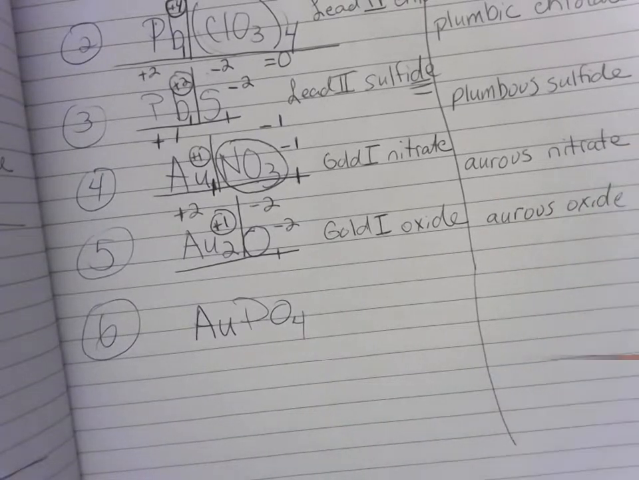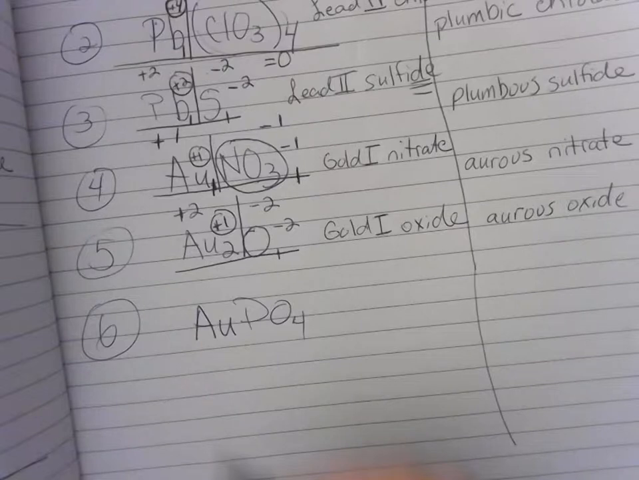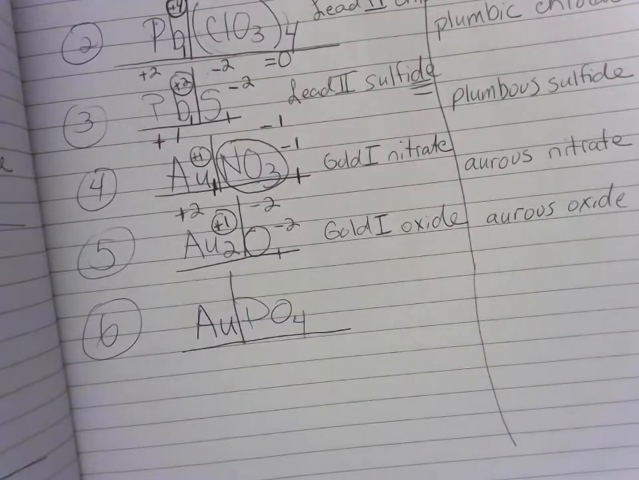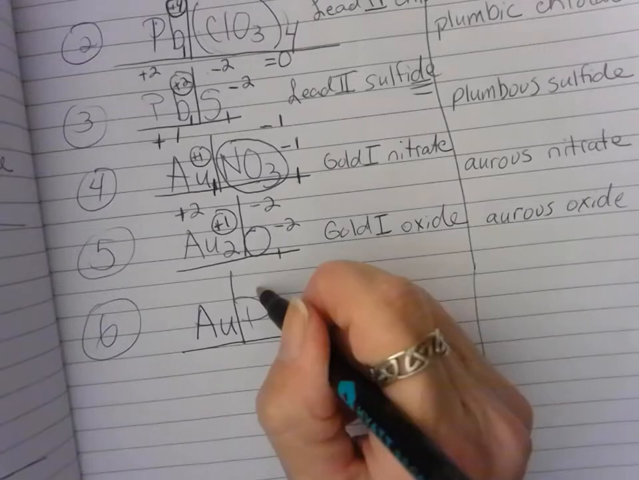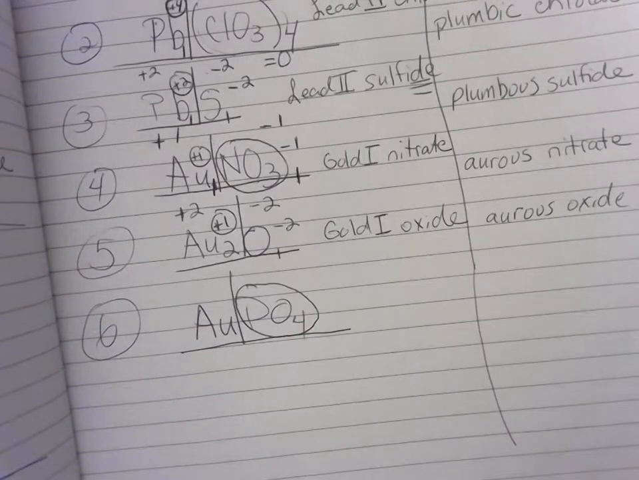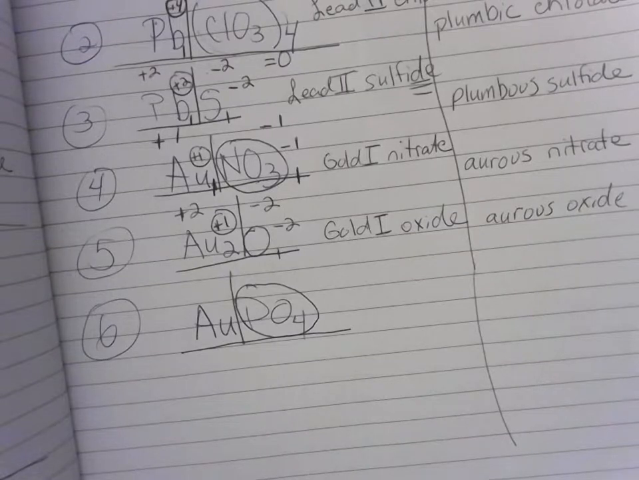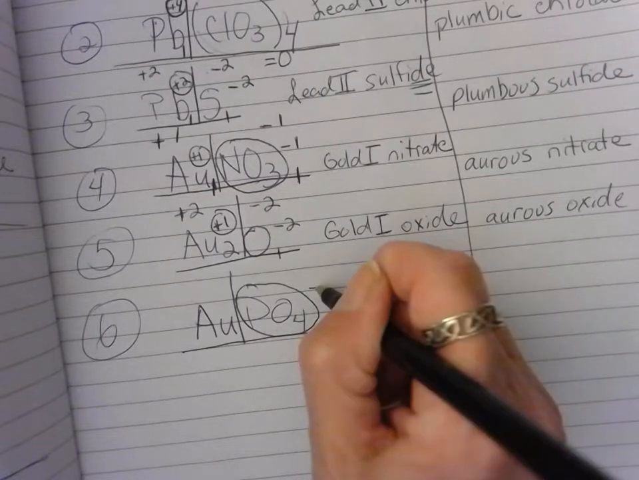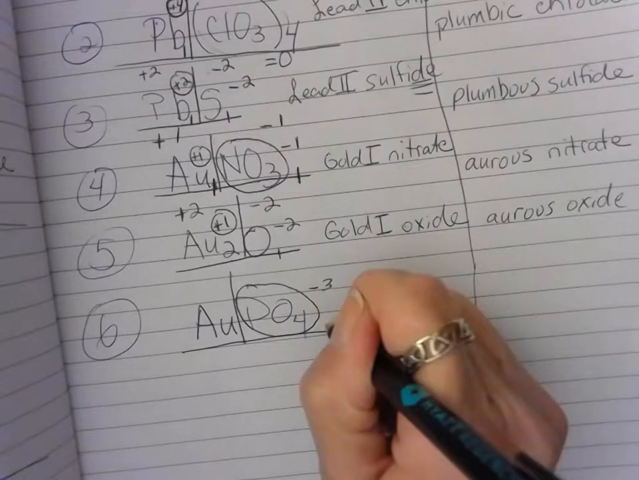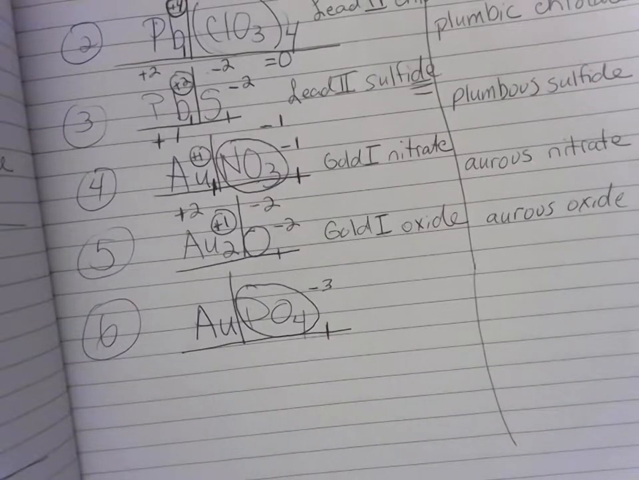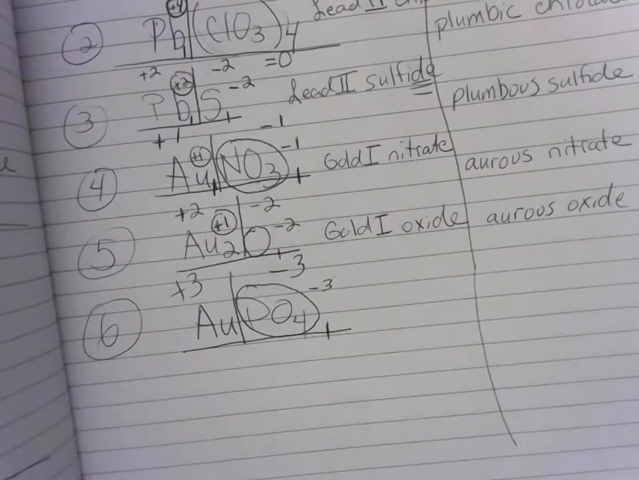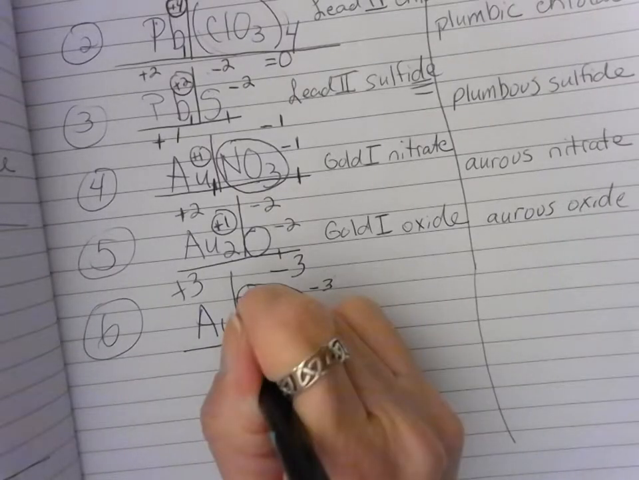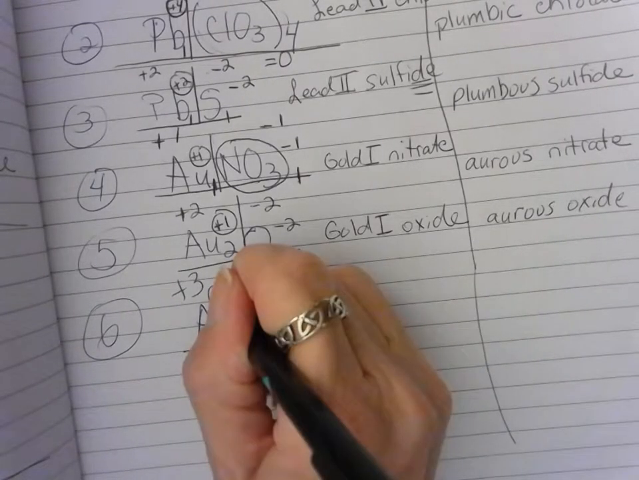This one, I'm going to put a circle around this phosphate polyatomic so that I don't think I have to do anything with the 4. Remember, phosphate, PO4, has a -3 charge. I have one of these. So 1 times -3 gives me a -3. This has to be a +3. I've got one of these. So 1 times a +3 will give me the +3 I'm looking for.